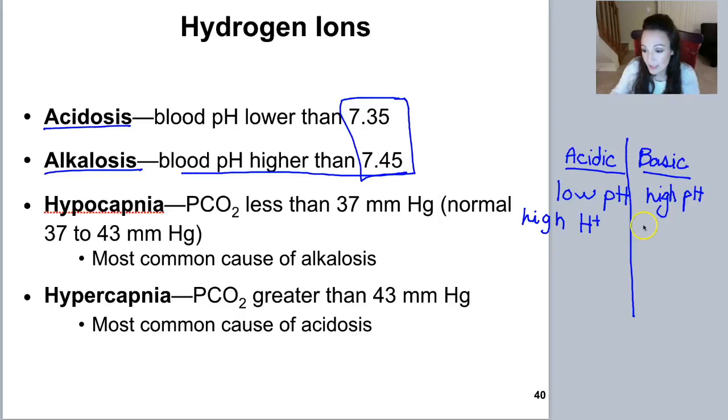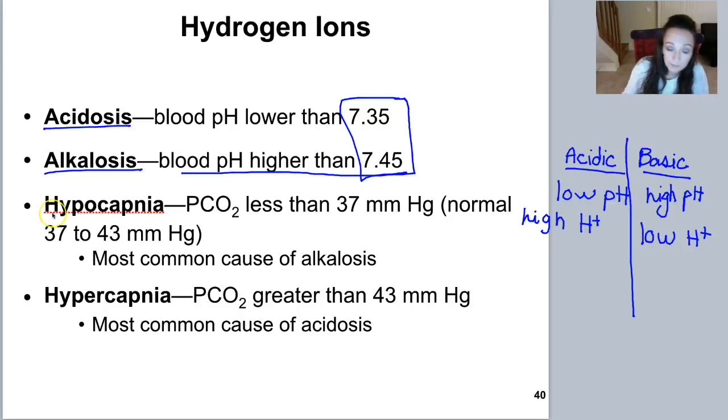And if our blood has a higher pH, higher than 7.45, this means we have a low concentration of hydrogen ions. So you do need to memorize this, because if you get this confused, this will make answering questions about blood pH really, really difficult for you, because you'll constantly be second guessing yourself. So you need to be really confident about this. So I would just absolutely memorize this so you don't have to question yourself at all when you answer questions about it.